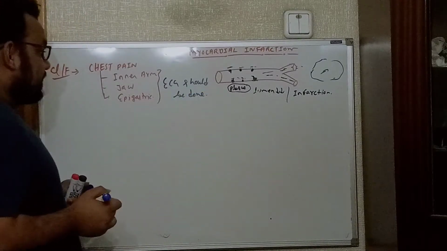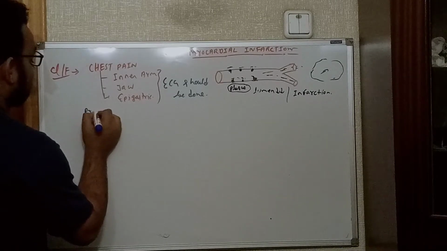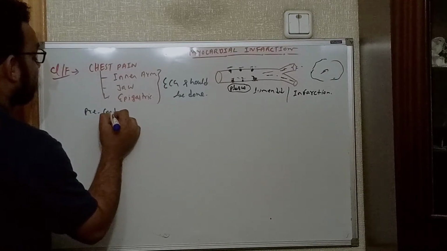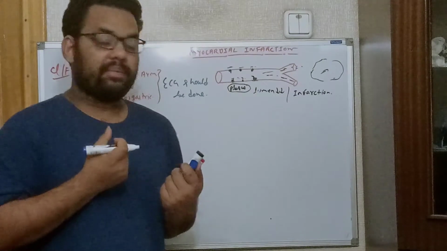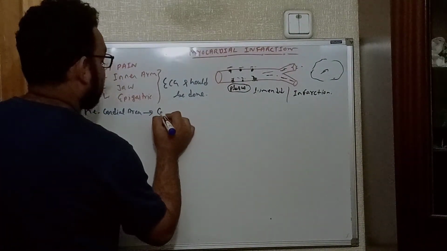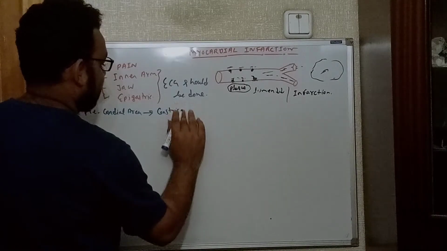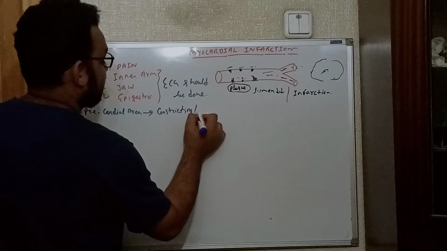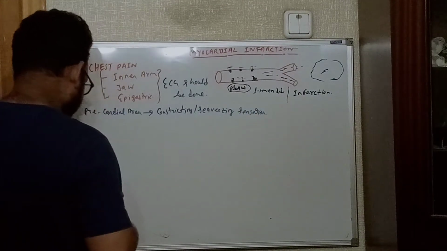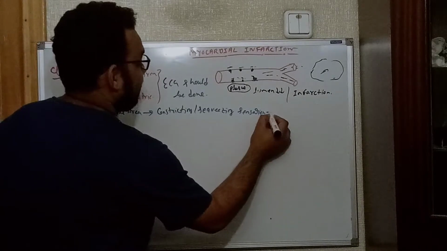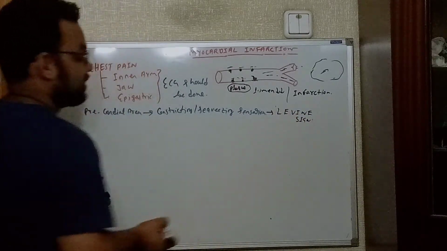Now the next feature we can see is in the precordial area, where we can see a constricting pain or squeezing pain. This type of sensation you can see in the precordial area. So, constricting, or you can say squeezing. This type of sensation is called the Levine sign. So this type of sensation is known as the Levine sign.